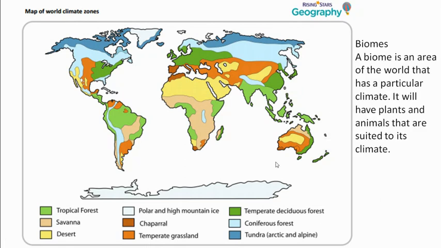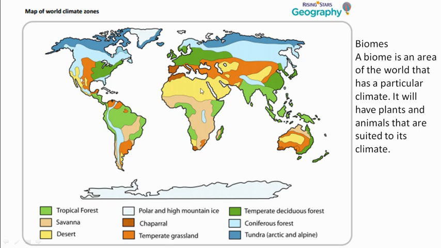Now, these areas, we call these biomes. Okay, so this is a new word, a biome. What does it mean? It's an area of the world that has a particular climate, and it will have plants and animals that are suited to the climate. So like we said earlier, you might find beech trees and oak trees in Britain, and you probably find squirrels, and you find deer, foxes. Those are the sort of creatures that are suited to a biome that has a temperate climate.